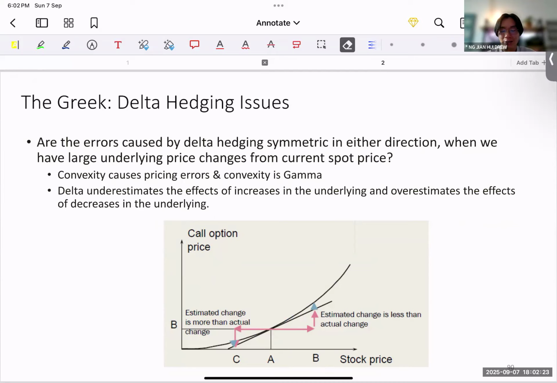So there's an error in the delta which is symmetrical in both directions, right? It underestimates the increase and overestimates the decrease. And so this error is basically what we call the convexity, which is the second order delta, which is how curved the price of option is, right? Because our price of option is given by a curve, right? So there's going to be some curvature of our profile such that just estimating with the delta, which is a straight line, is going to give us some error.